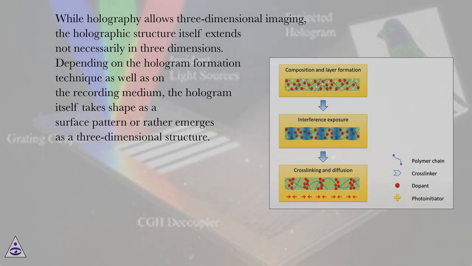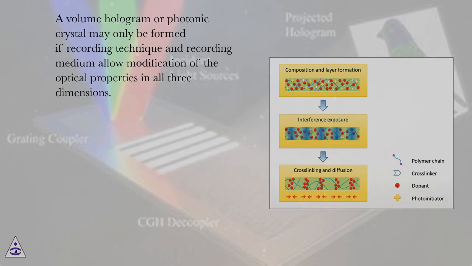While holography allows three-dimensional imaging, the holographic structure itself extends not necessarily in three dimensions. Depending on the hologram formation technique as well as on the recording medium, the hologram itself takes shape as a surface pattern or rather emerges as a three-dimensional structure. A volume hologram or photonic crystal may only be formed if recording technique and recording medium allow modification of the optical properties in all three dimensions.